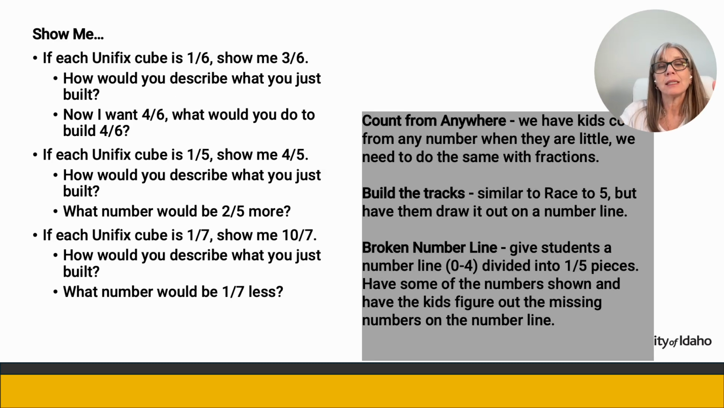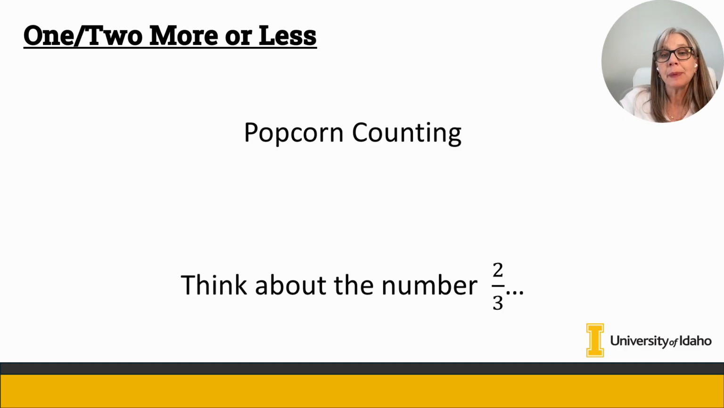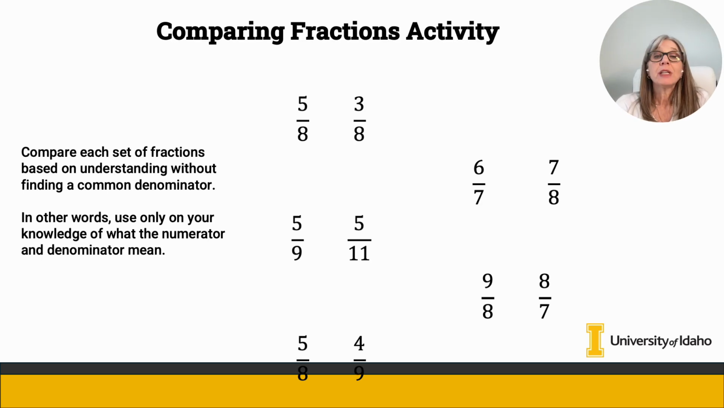So here are a few more ideas that you can spend some time developing this unitizing idea. On the left, you know what unifix cubes are. If each cube is 1/6, I could say to kids, show me 3/6. How would you describe what you built? Now I want 4/6. What did you do? That's that one more. If each unifix cube is 1/5, show me 4/5. And how would you describe it? Well, what would be 2/5 more? We spend a lot of time skip counting with our littles, 2s, 5s, and 10s. We should. Let's move into comparing.